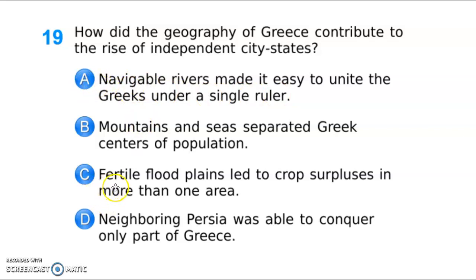C is also incorrect. The fertile floodplains led to crop surpluses in more than one area. Because it was mountainous terrain, you weren't really looking at fertile floodplains, and crop surpluses is not what actually allowed them. That wasn't the geography that was tied to ancient Greece developing. D is also incorrect because neighboring Persia was able to conquer only part of Greece. Persia actually developed after Greece was developed, so that makes this incorrect.